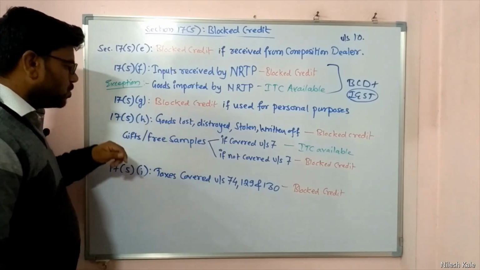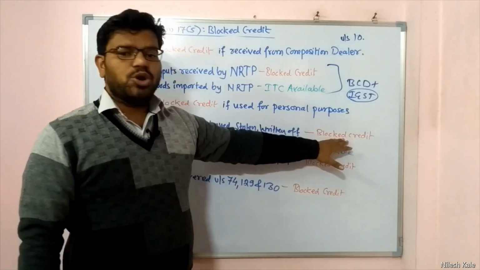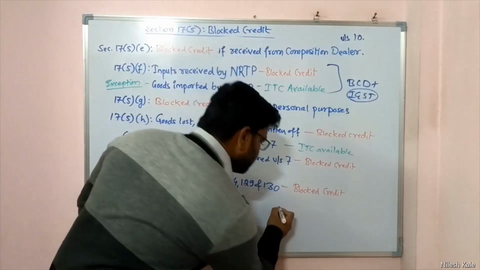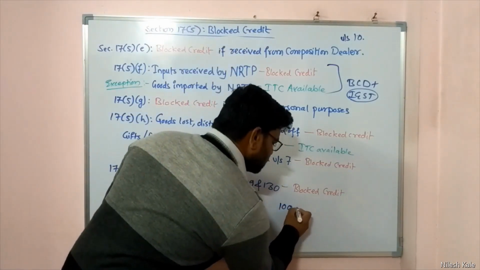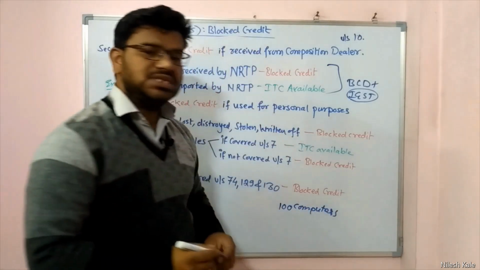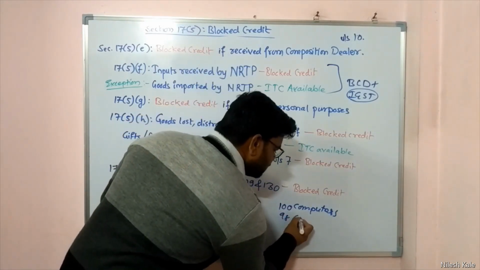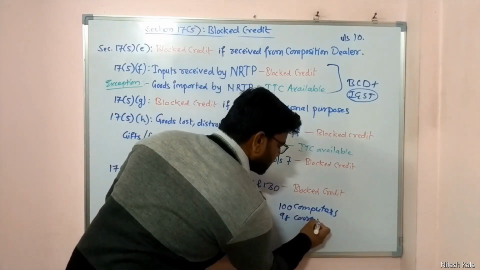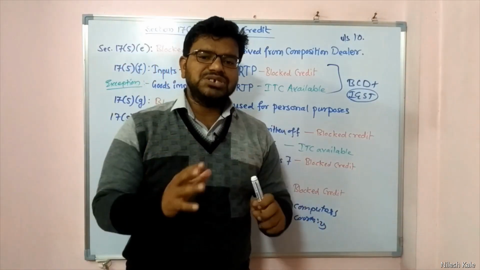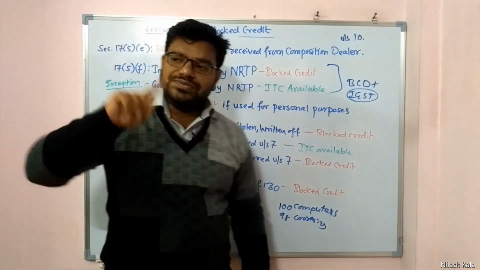Now we will start with clause H. Goods lost, destroyed, stolen, written off, in any case it is blocked credit. See, I will give an example. You have purchased 100 computers for your business purpose. Now out of these 100, 98 are actually working, and 2 computers are not working. They were damaged during transit. Now for those 2 computers, you have to reverse the ITC.